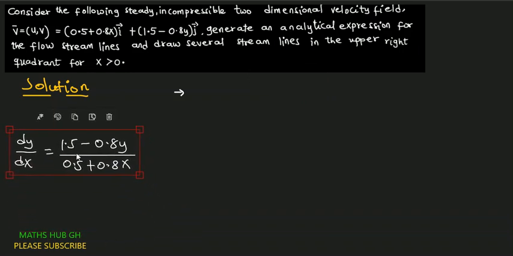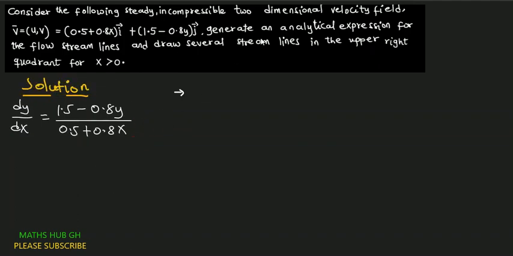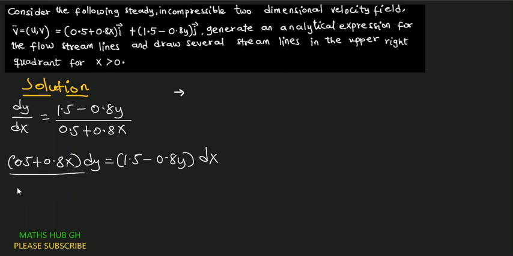So you will use the separation of variables method to solve this equation. So we are going to have (0.5 + 0.8x) multiplying dy, and then that will be equal to (1.5 − 0.8y) multiplying dx. So you want to group the variables, so what I'll do is that I'll divide both sides by (0.5 + 0.8x). So at the end, this and this will cancel out, and then on the left hand side I'm just going to have dy.